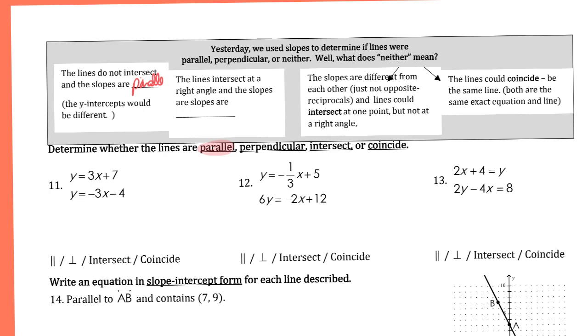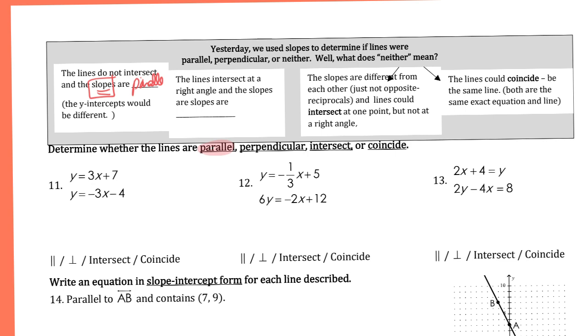Slopes are parallel. That doesn't make sense. When lines do not intersect, those are called parallel. The slopes are equal. Okay, so that's what we should put. Slopes are equal if you have parallel lines. And so you know that if you've got parallel lines, your y-intercepts, of course, would be different, but your slopes would be equivalent.